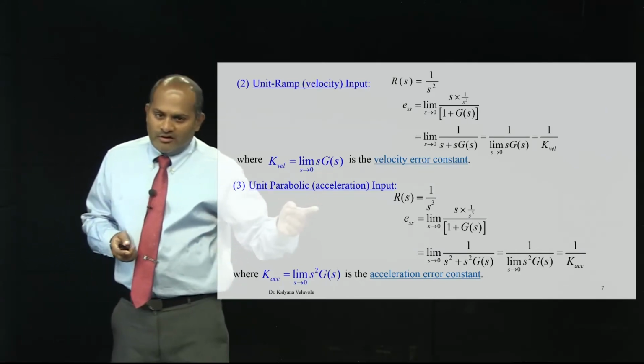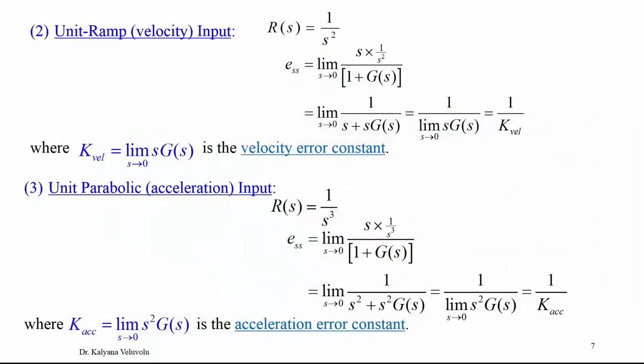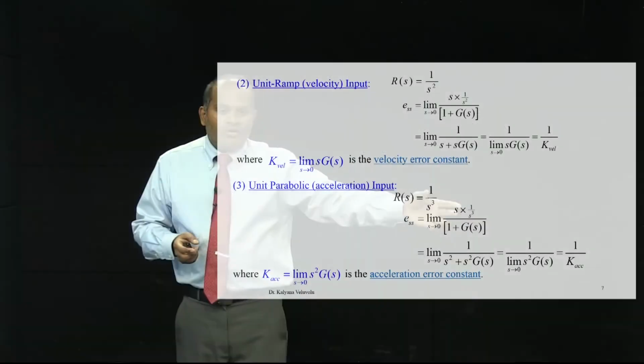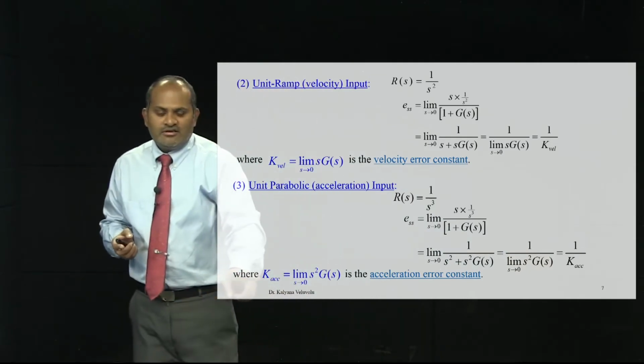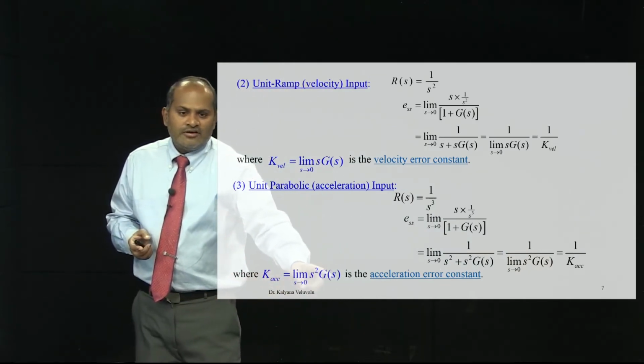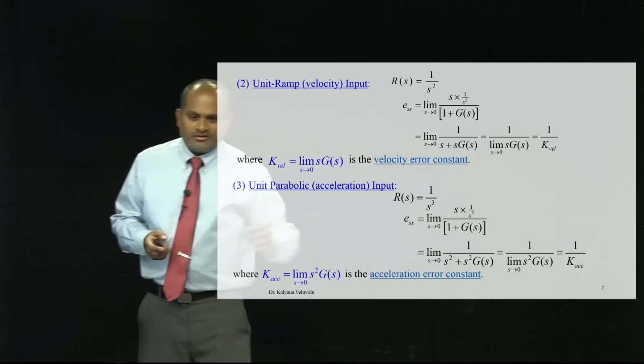Similarly, we can also analyze for parabolic input. For parabolic, r of s will be 1 by s cube. Similarly, the steady state error is limit s tends to 0, s into 1 by s cube by 1 plus g of s. If you analyze, we get the limit, and we define limit s tends to 0, s square into g of s as k acceleration. So, k acceleration is limit s tends to 0, s square g of s, called the acceleration constant.